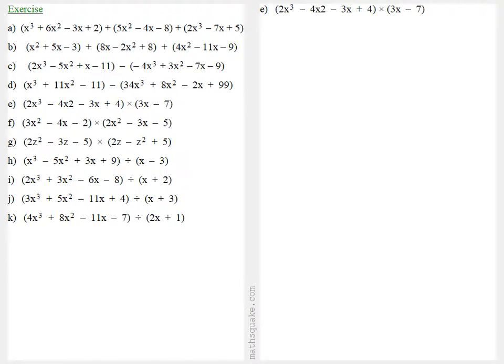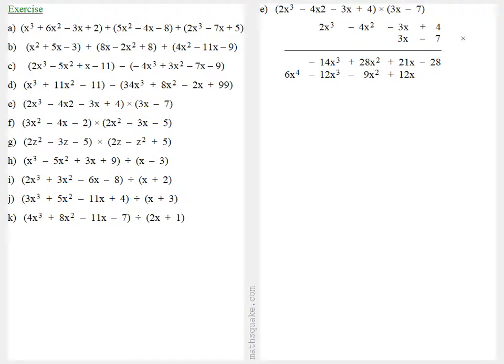Now in part E we've got a long multiplication sum. We write the two polynomials one above the other, and then we multiply the top row by each of the terms in the second row. So multiplying by minus 7 we get minus 14x cubed plus 28x squared plus 21x minus 28, and multiplying by 3x, again putting them in the right columns, we get 6x to the power 4 minus 12x cubed minus 9x squared plus 12x. And if we add these two rows together, that gives us 9x to the power 4 minus 26x cubed plus 19x squared plus 33x minus 28. And that's our answer.